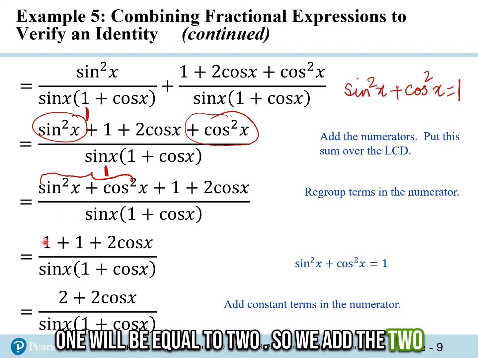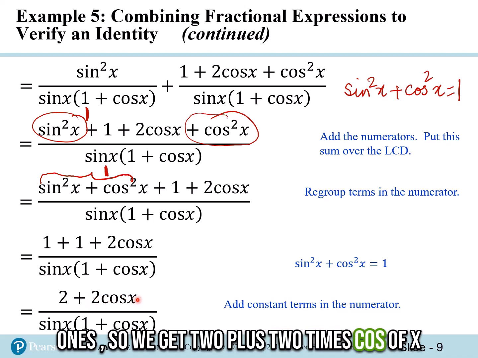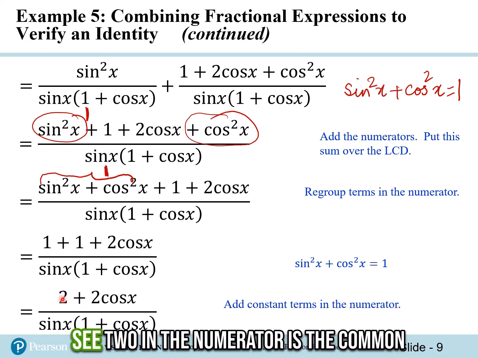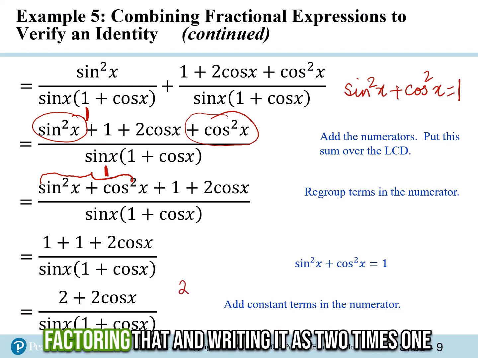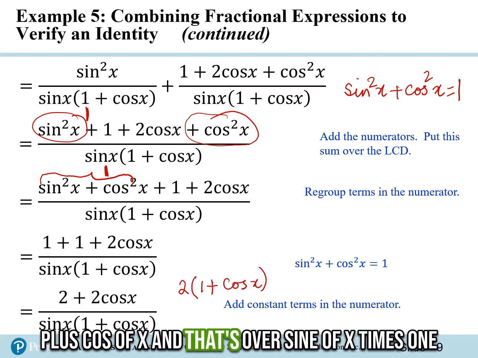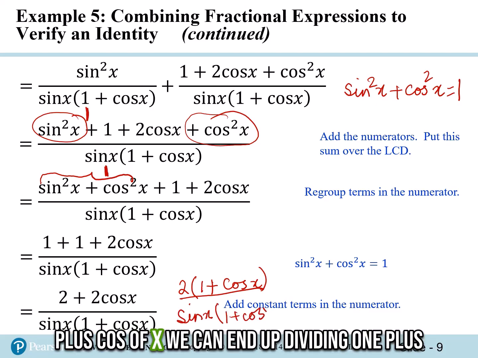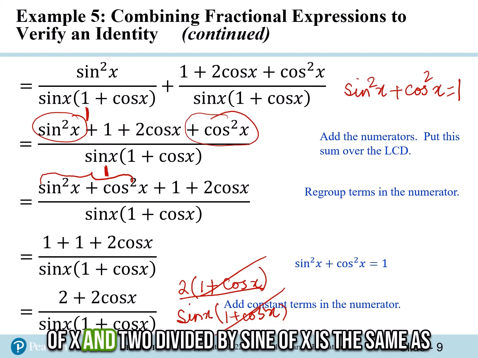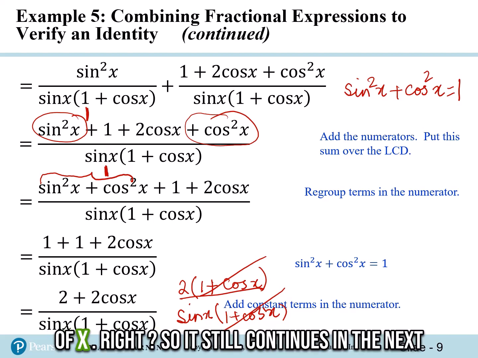So we add the two ones, so we get 2 plus 2 times cos of x divided by sine of x times 1 plus cos of x. We see 2 in the numerator is the common factor, so we end up factoring that and writing it as 2 times 1 plus cos of x, and that's over sine of x times 1 plus cos of x. We can end up dividing 1 plus cos of x. We will be left with 2 divided by sine of x, and 2 divided by sine of x is the same as 2 times cosecant of x, right?